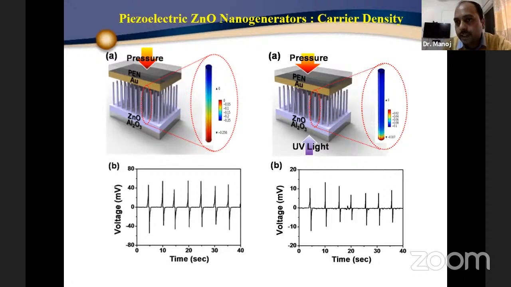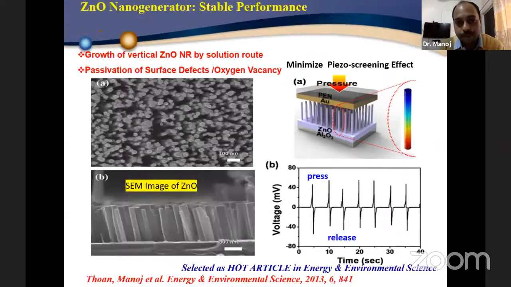But zinc oxide has semiconducting properties and a band gap of about 3.37 electron volt, so it has UV sensitivity. We applied UV light, and what we observed was that the electric potential decreases. The output voltage was just 10 millivolt because electron-hole pairs generated and screened the piezo potential. You can see this is the SEM morphology. This is vertically aligned on the alumina substrate, with very good uniformity as well. Because of oxygen vacancies and surface defects, electron-hole pairs are generated in the presence of UV light, and it decreases the output potential.